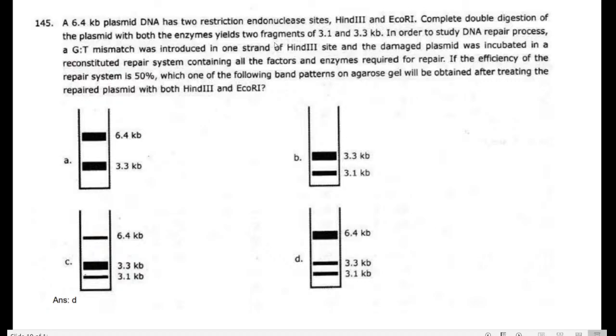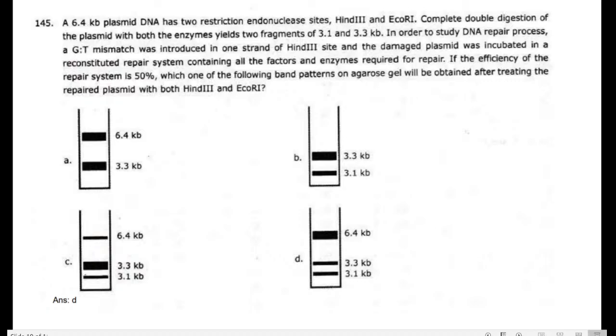Two fragments of 3.1 and 3.3 kb are obtained. This statement is given for confusion. In order to study the repair process, a G-T mismatch was introduced in one strand of the HindIII binding site. That is at the edge, not in the middle of the strand, so it won't influence the molecular weight.